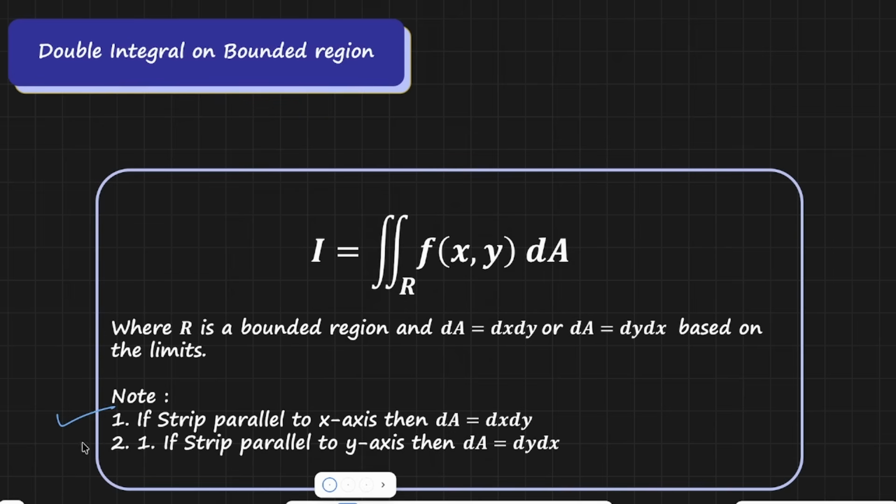If the strip is parallel to this, like this, then you take it like this. Okay, if the strip is parallel to the x axis, then you write dx dy. If the strip is parallel to the y axis, then you write dy dx. Okay.